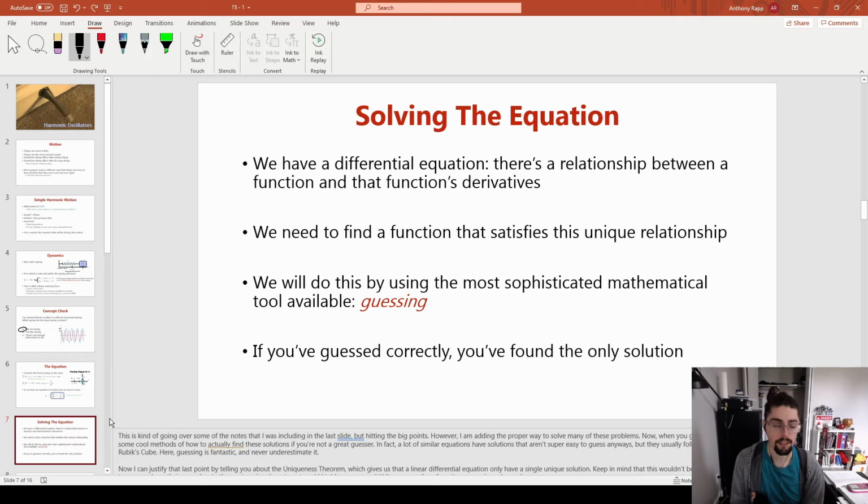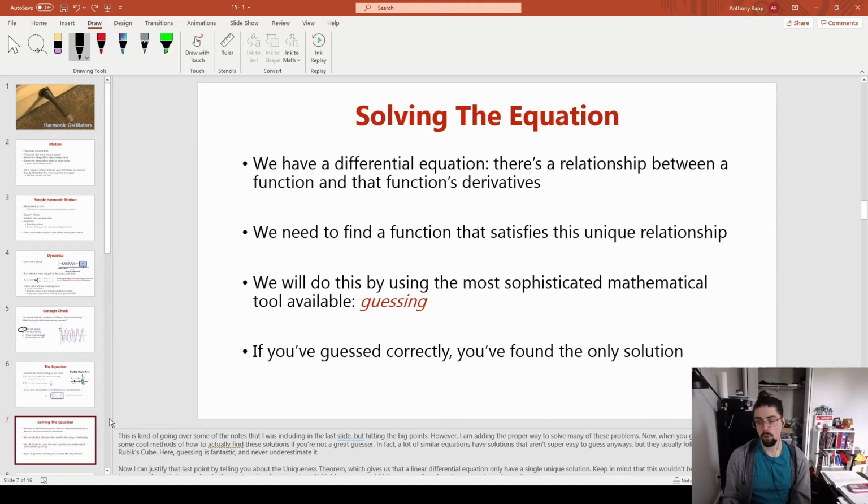This is a differential equation. A differential equation is any time I have a derivative of a function depending on that function. If the derivative of f depends on f, then we have a differential equation.